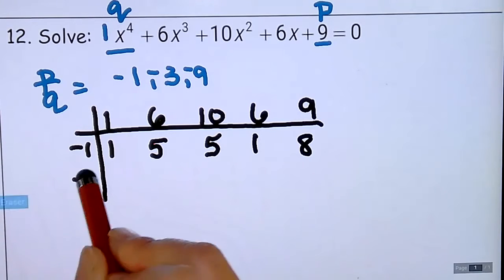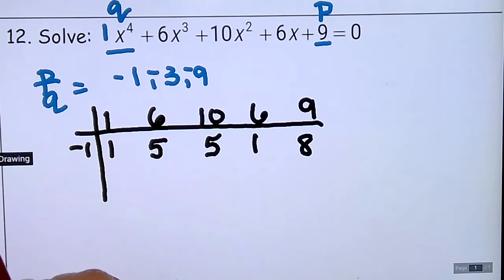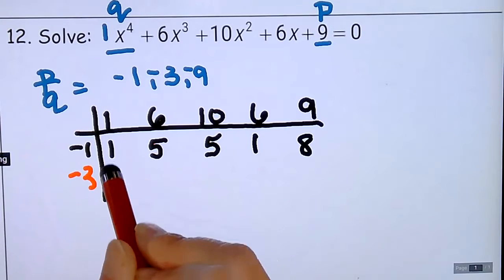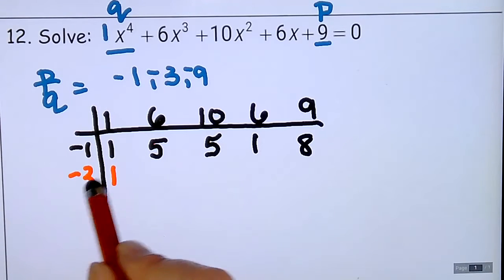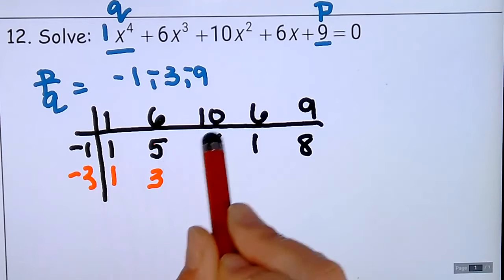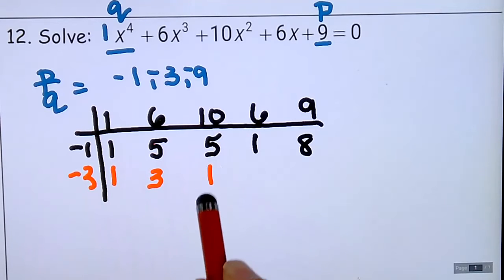Again, bring down our 1. Here, I'm going to use a different color. Okay, bring down our 1. 1 times negative 3 is negative 3. Add it to 6, I get 3. 3 times negative 3 is negative 9. Add it to 10, I get 1.